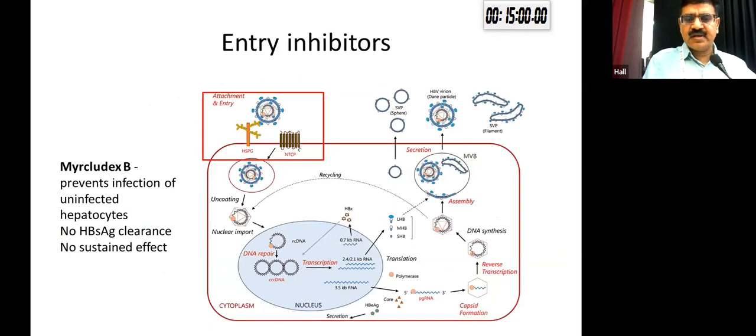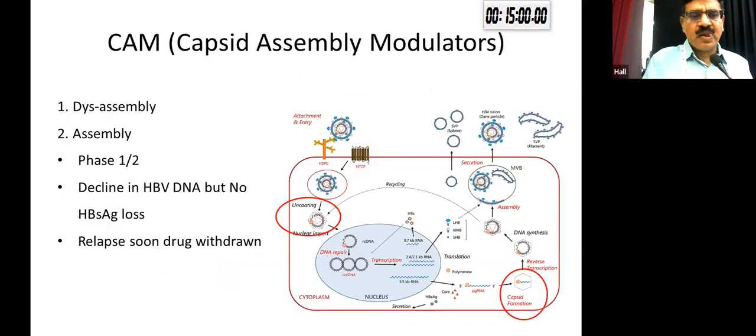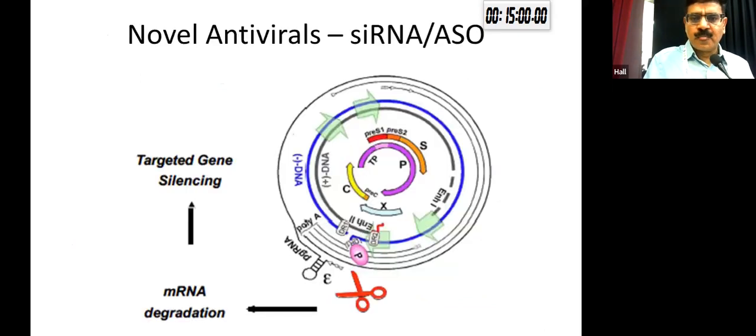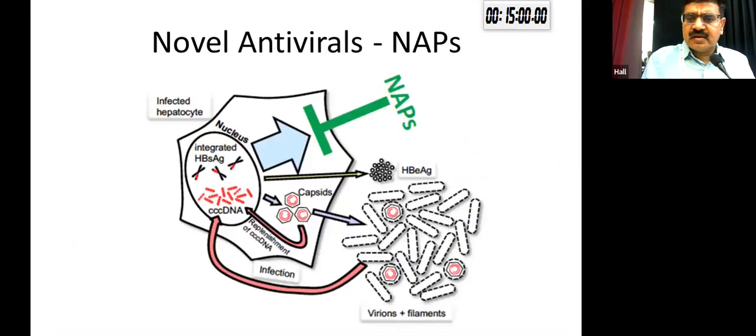The entry inhibitors stop the entry of the virus into the cell. Capsid assembly and disassembly both can be taken care of, or there can be core inhibitors, where they inhibit the cccDNA, or there could be antisense oligonucleotides or siRNA. And then the nucleic acid polymers inhibit the secretion of the virus.